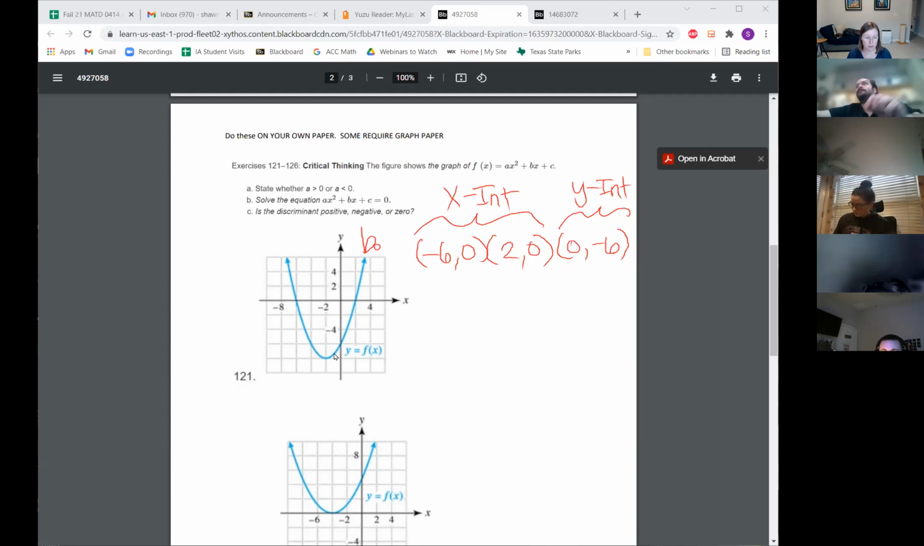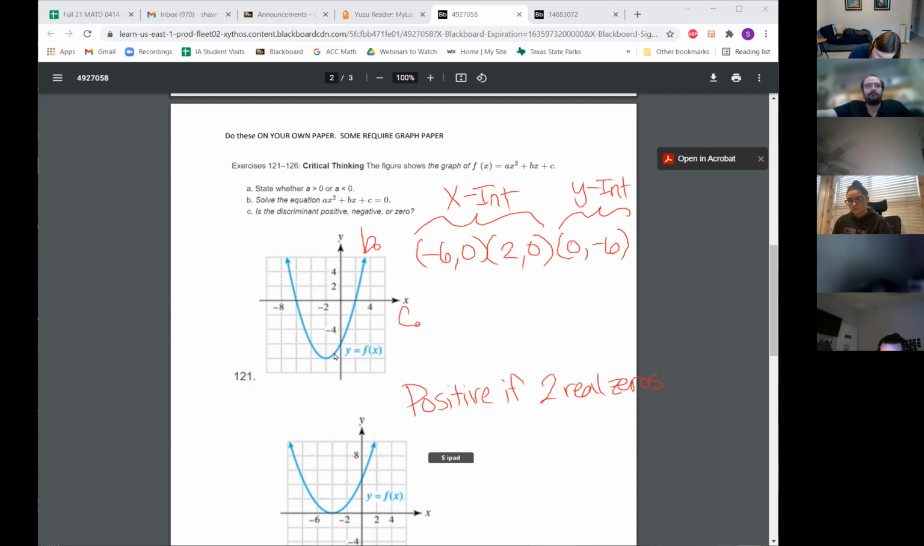All right, for C, does anyone remember all the discriminant information? How do we know when the discriminant is positive or negative or 0? How do we know these things? It's positive if it has 2 real zeros. Perfect. The discriminant is 0 if it has 1 real zero. Okay. And it's negative if it has 0.